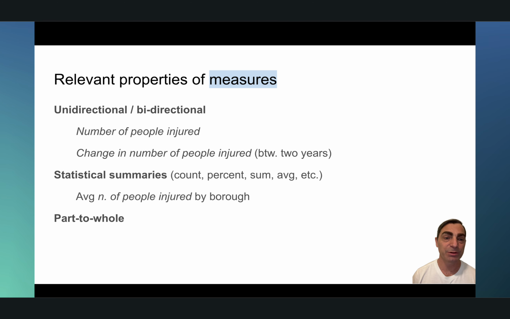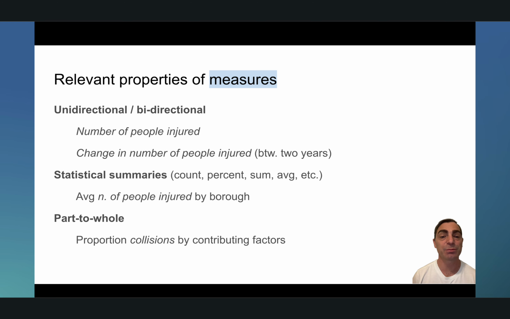Another important property of measures is that sometimes measures can represent what is called a part to whole. So every single number represents a relative number compared to a total. So part to whole, for instance, is the proportion of collisions by contributing factors. And typically, this is represented by percentages.